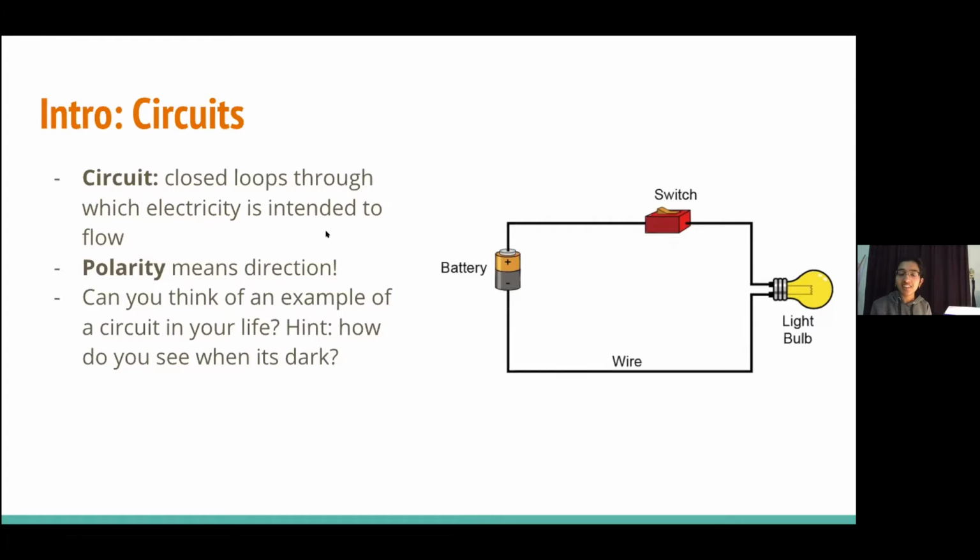So in the slide, it says, how do you see when it's dark? So like our tube lights or the lights that we have at home to light up our houses, that's an example of a circuit. And like many of you have mentioned, yeah, light bulbs, electric fans, heater. Yeah, those are great examples, guys. Okay, so the next slide.